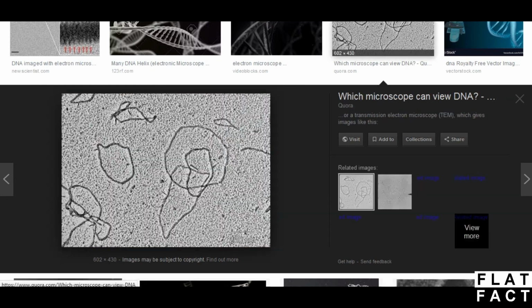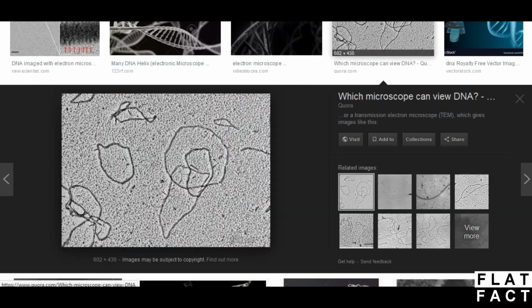This is a DNA image with an electron microscope. Can you see the DNA helix? I can't either. Here is someone asking which microscope can see DNA. The answer given is the TEM, the transmission electron microscope, which will show you an image like this.